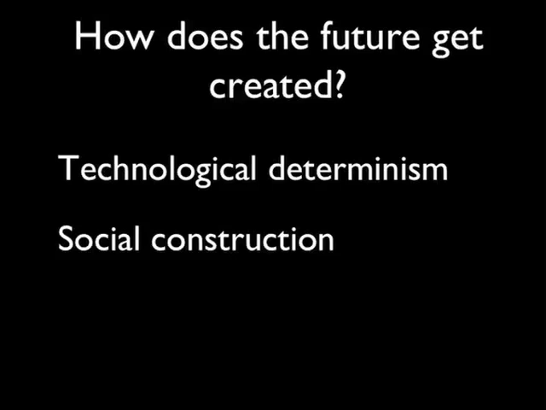There's two differing views on this, kind of different ends of a spectrum. One is called technological determinism, and tech determinism says that human beings, as in our nature, build technology, sometimes to solve problems, sometimes to gain knowledge, and that the technology itself drives what future gets created. On the other end of the spectrum is social construction.